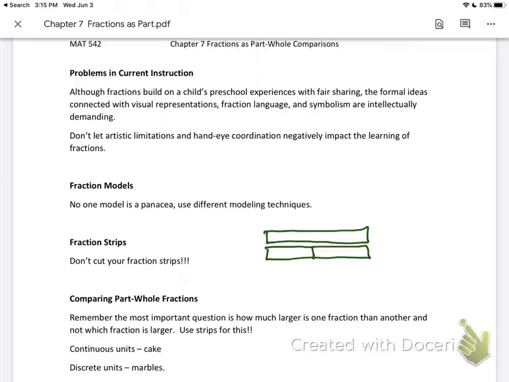Okay, comparing part-whole fractions, remember the most important question is how much larger is one fraction than another, and not which fraction is larger. So it's by how much. Okay, initially you're going to have them tell you which one is bigger, but then you want to be more precise and find out how much bigger, and that's really the next level of their learning. Okay, things that you can view as continuous, things like cakes, discrete units, like marbles.